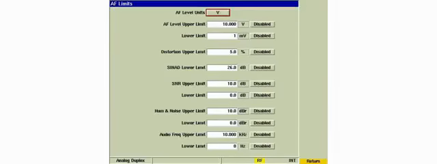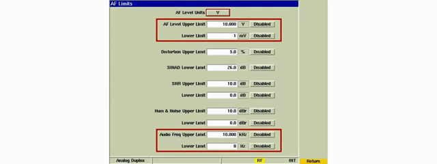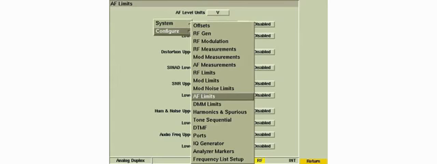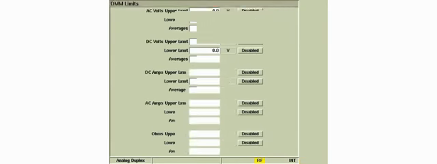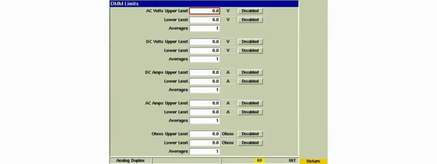The AF limits configuration tile is used to set up limits for audio noise, level, and frequency measurements. These limits would apply to receiver distortion, SINAD, signal to noise, and hum and noise measurements. This tile is also used to set frequency and level limits to audio signals applied to the instrument. The DMM limits configuration tile is used to set up limits for the digital multimeter AC and DC volts and current measurements, as well as ohmmeter measurements.